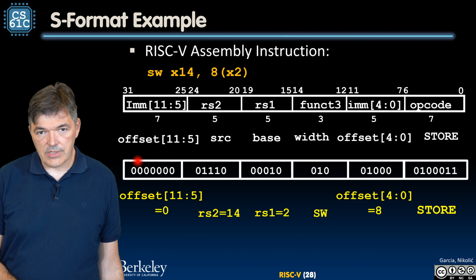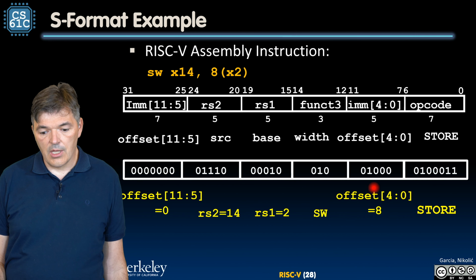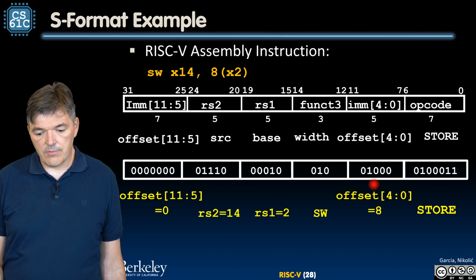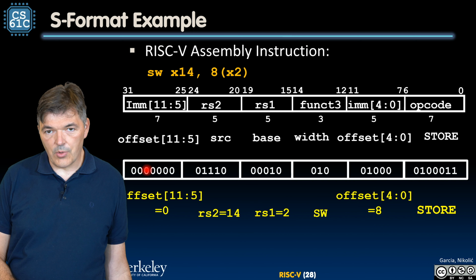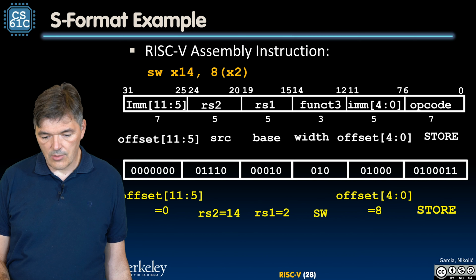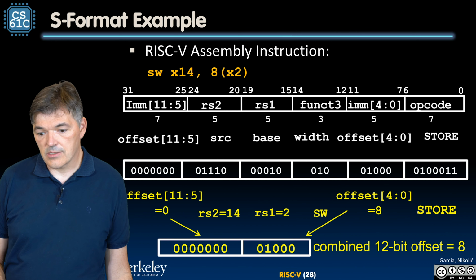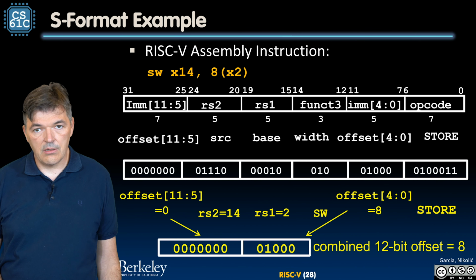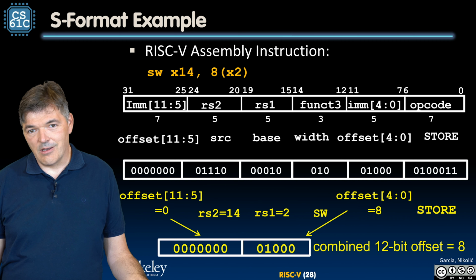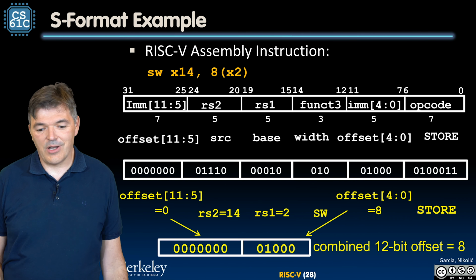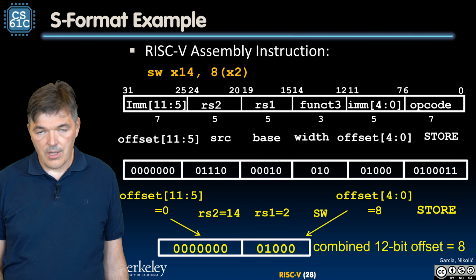And then we need to form our immediate. We need to form our offset out of two parts of the immediate. The lower 5 bits are here. They're going to contain a value of 8. The upper 7 bits are in the topmost 7 bits of the instruction. When we put them together, we get our combined 12-bit offset that in this case is +8. And that's it. That's an illustrative example of how the store works.